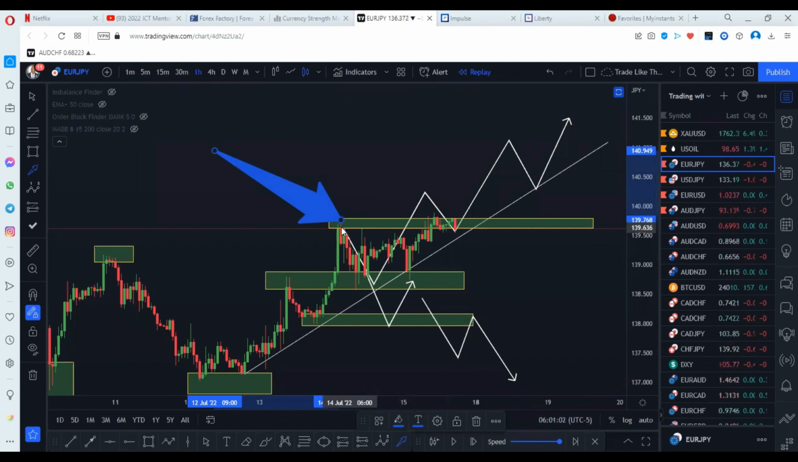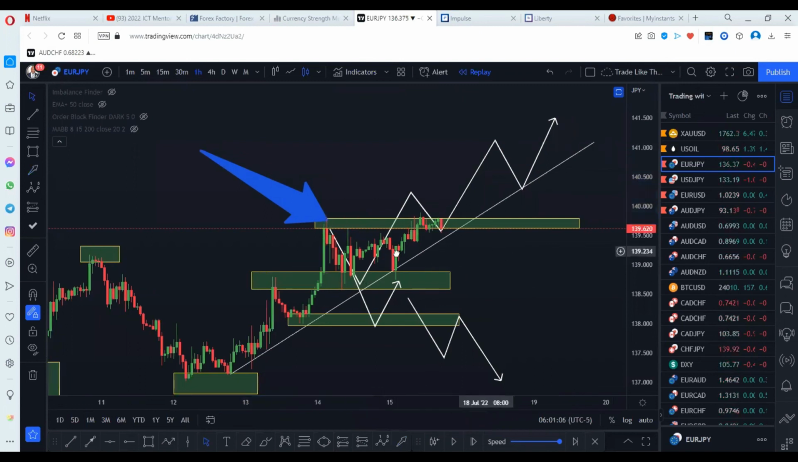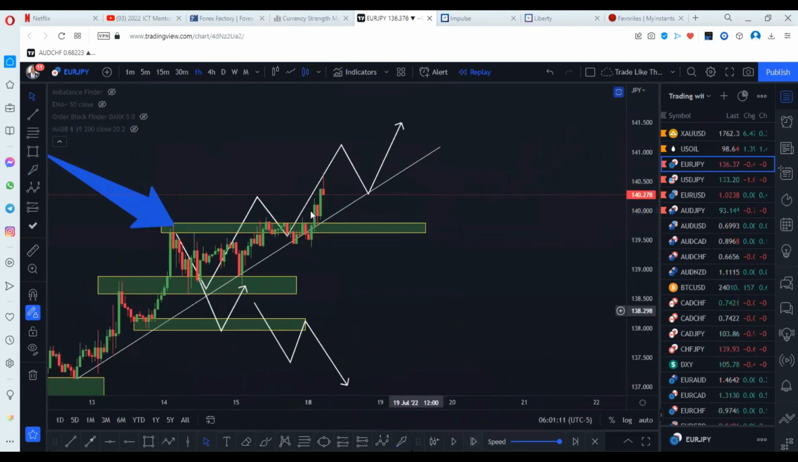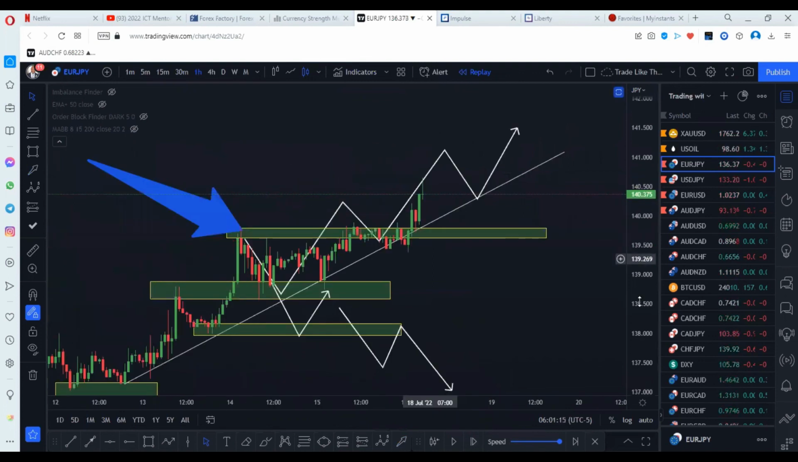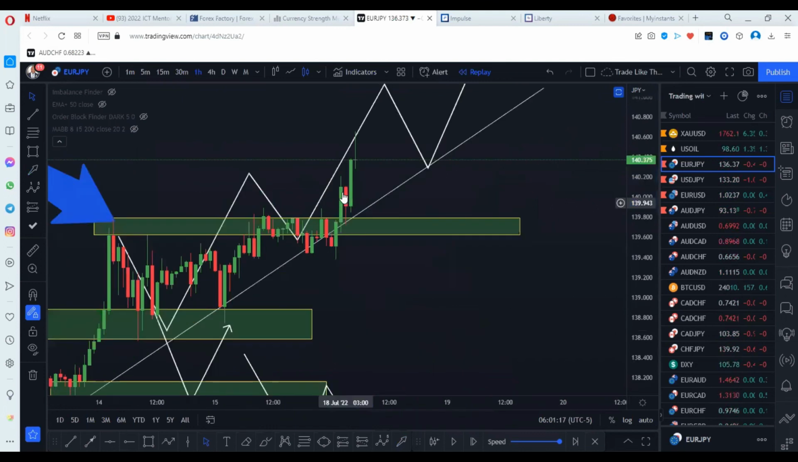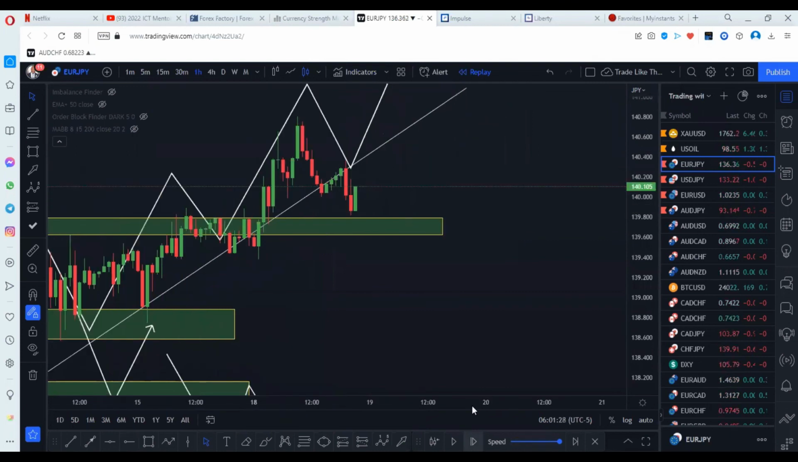You're not going to do anything until you break this level to continue going up. Let's see. So you just broke that level. What are you doing? You're waiting on a retest. Now, some quick fingers are going to take this candle as the retest. Others will wait for a bigger curve. Boom. I just got my bigger curve.